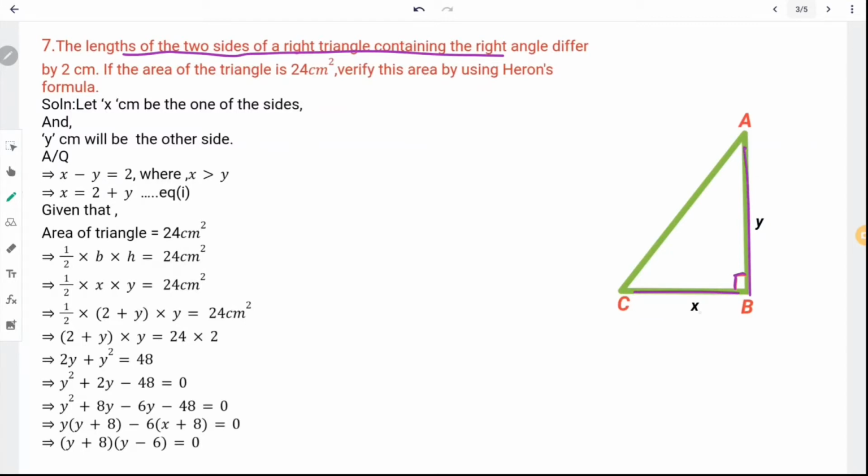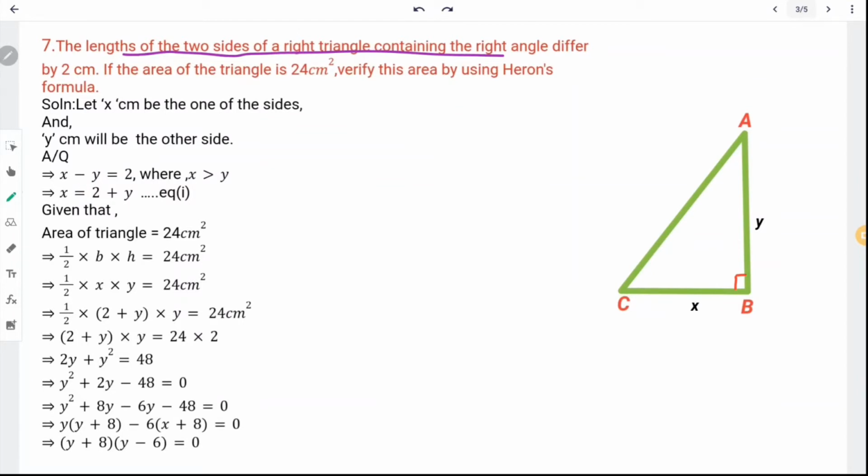Differ by 2. So we're going to take one to be x, the other to be y. The question says those two sides differ by 2, which means x minus y equals 2. Difference means subtraction. And then we're going to take a condition where we say x is greater than y. So now let's start. We'll try to find all three sides. Now this minus y, I can send to the other side. It is going to become plus y.